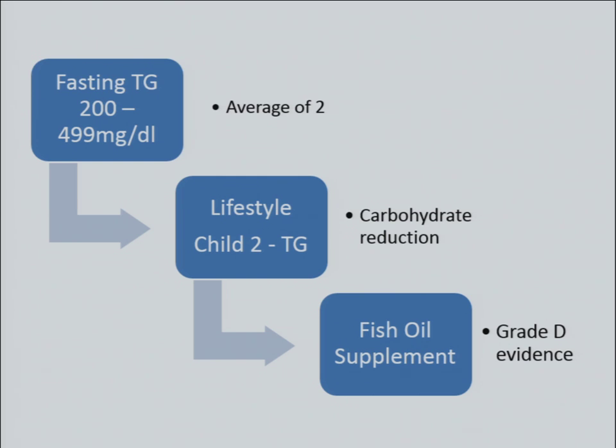And basically, the Child 2 triglyceride diet is carbohydrate reduction. It's that simple. And it's because the carbohydrates enter the liver through the portal system, and they stimulate de novo lipogenesis, or making new fat, and they increase the size of the VLDL and put more triglyceride into circulation. So the best treatment for high triglycerides is to reduce carbohydrates.